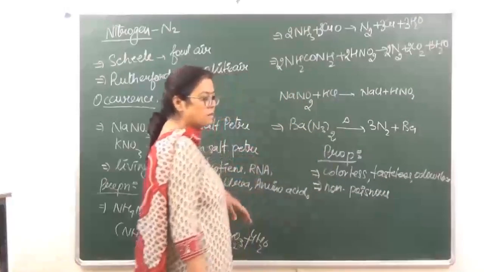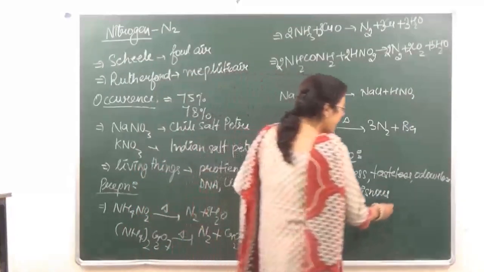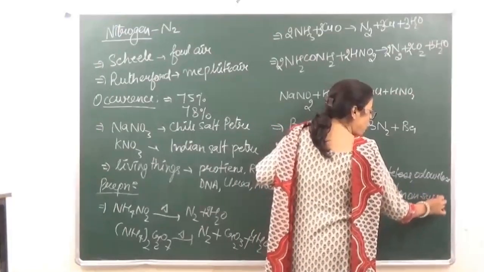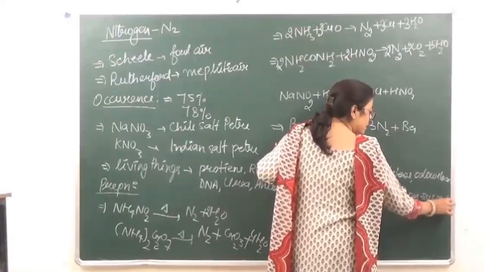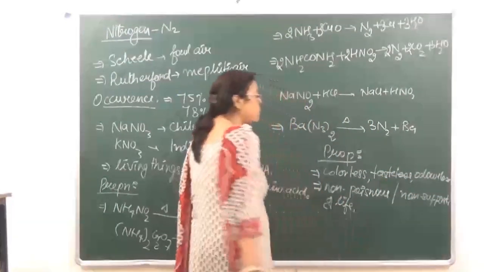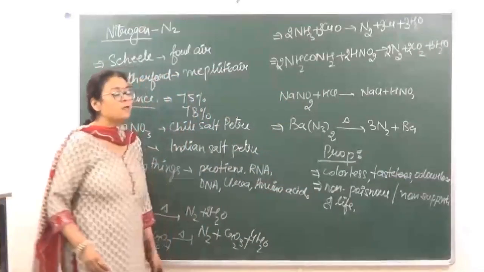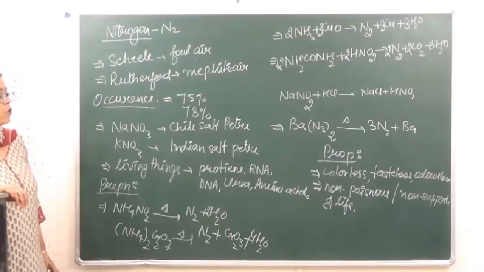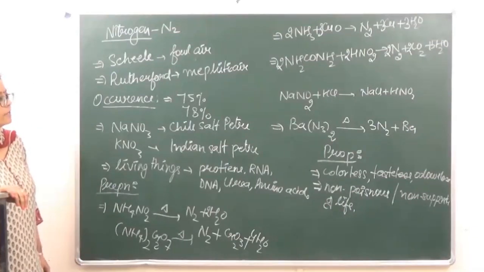Now this gas nitrogen, it is non-poisonous, but at the same time, it is a non-supporter of life. Why is it a non-supporter of life? Because it cuts down the supply of oxygen. Therefore, it is going to be a non-supporter of life. So that is the reason why it was known as the killer gas.